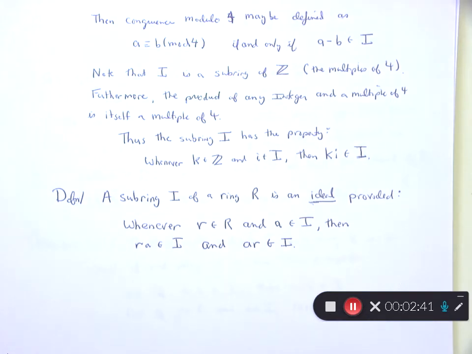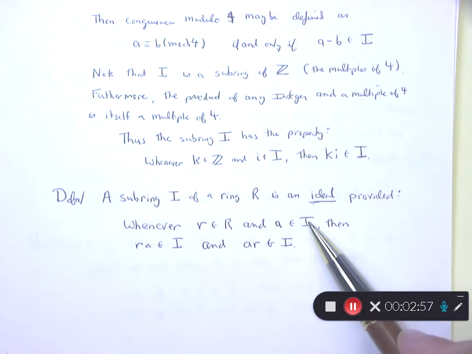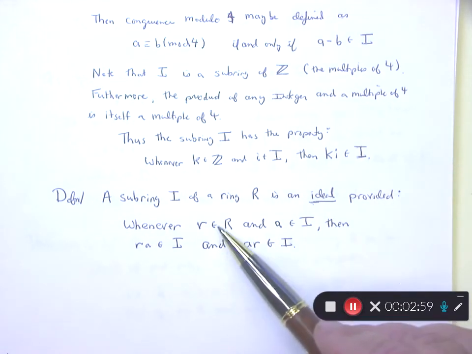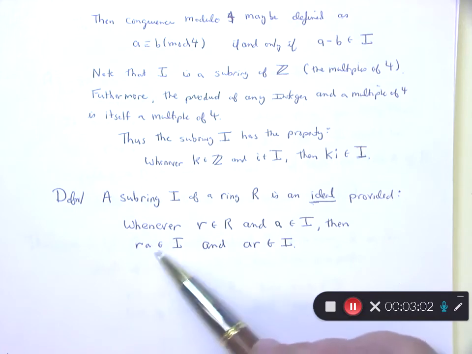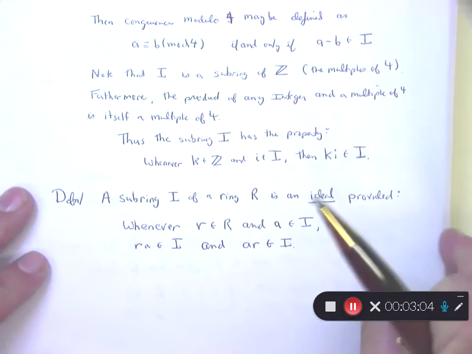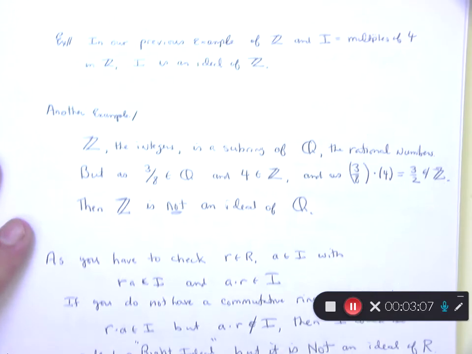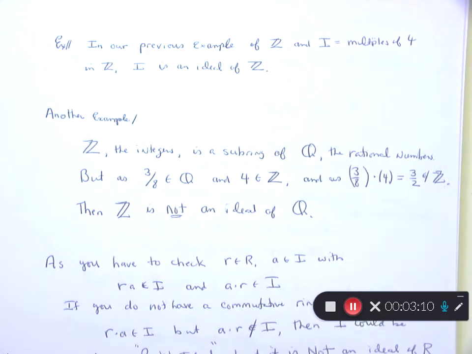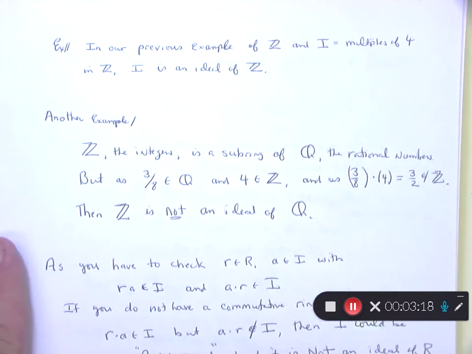So this is an ideal, and it's a little bit stronger than just being a subring. Subring, you remember from your Theorem 3.6, you've got to have closure under subtraction and closure under multiplication. Well, we're focusing on this multiplication. It's stronger than just closure. One element is inside the set, and the other element is any element inside the ring, and their product will be back inside the set. So, in our previous example of the integers, where I is the multiples of 4 in Z, I is actually an ideal in Z.